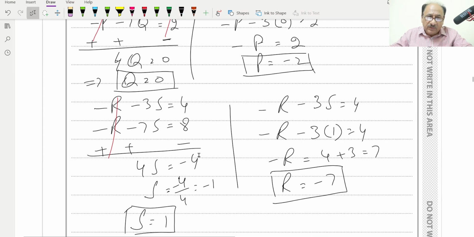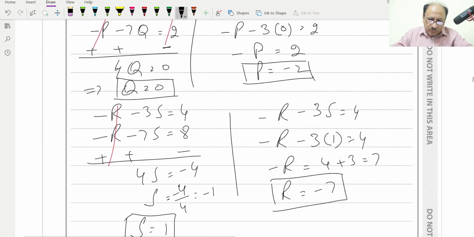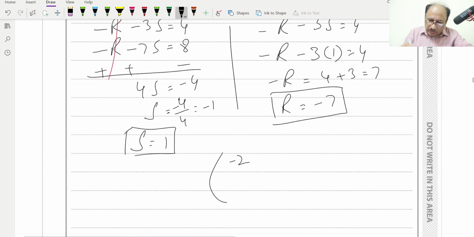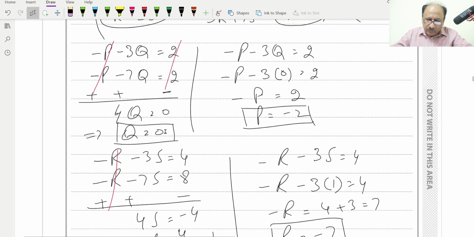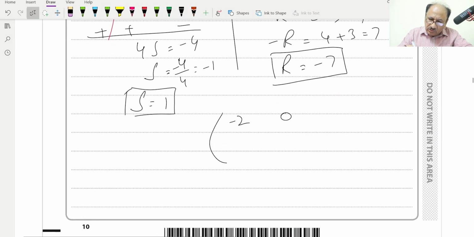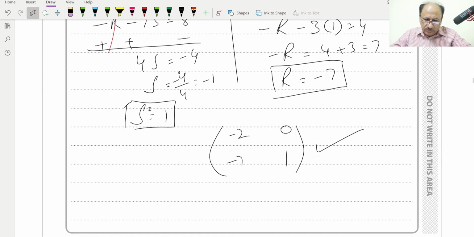This will be the value, and the matrix which we will write, P we have to write first. P value is minus 2, and Q value we have taken over here. Second value Q is 0, so Q will be this one. R will be minus 7 and S will be 1, so this will be our required. Basically we are doing some mistake over here. S value should be minus 1. Basically this is minus 1, I made mistake.